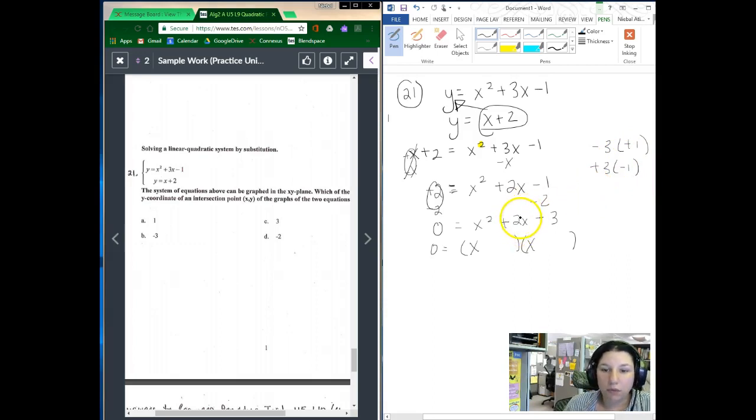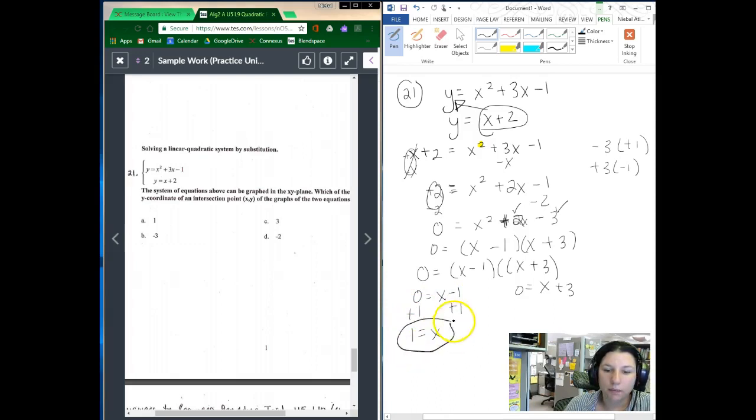So which one am I going to go with? Well, we want them to add up to a positive 2. So I'm going to do positive 3 times negative 1 is negative 3, and 3 minus 1 is positive 2. 0 equals x minus 1 times x plus 3. If they are multiplied together, they equal 0, then we can reasonably assume that the individual pieces are going to equal 0. So I get 1 equals x, and minus 3 both sides. Negative 3 equals x.